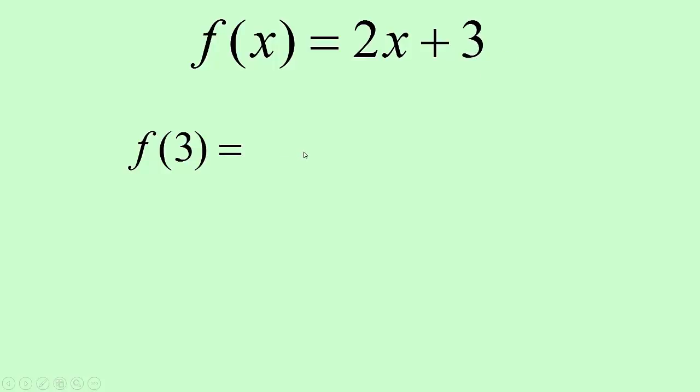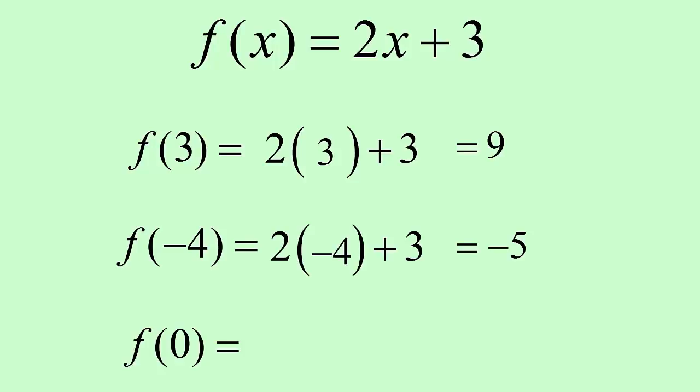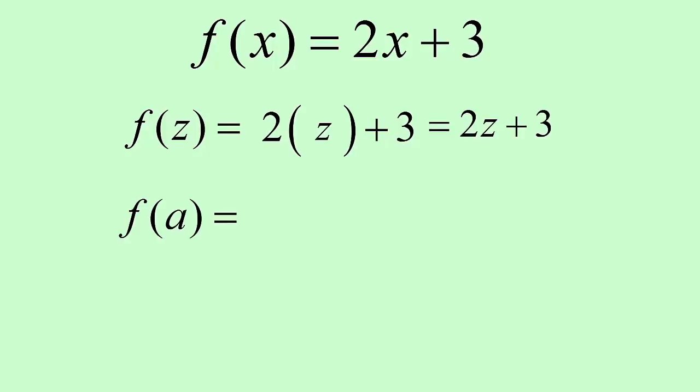Now, when we see f parentheses 3, that symbolism tells us plug a 3 into the function. This we've already done, and here's the symbolism for it. Plug these numbers into the function. Look at this. It means instead of the x, put z. Now, there's no simplifying or putting together that we can do on this. That just comes out to be 2z plus 3. Same thing with the a.